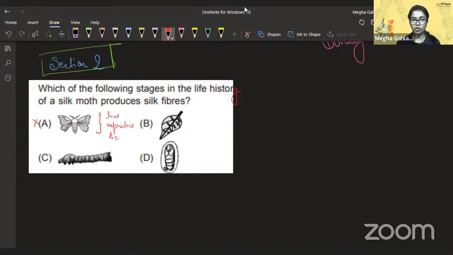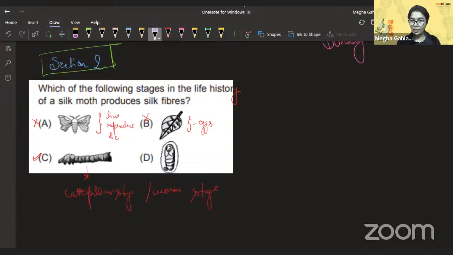Then we have option two. Option B is basically eggs. Eggs are not even hatched yet, so they cannot do anything in the first place. So this is also an incorrect option. Then we have option C. Now option C is basically the caterpillar stage, right? Or the worm stage.